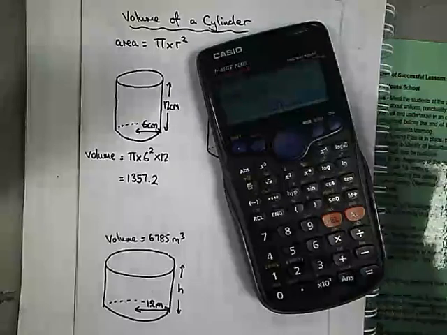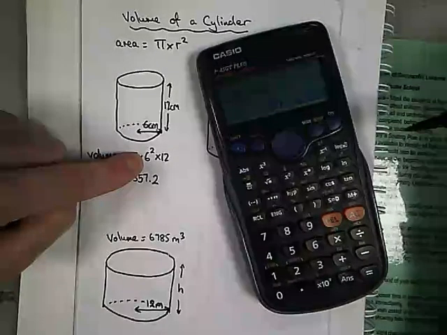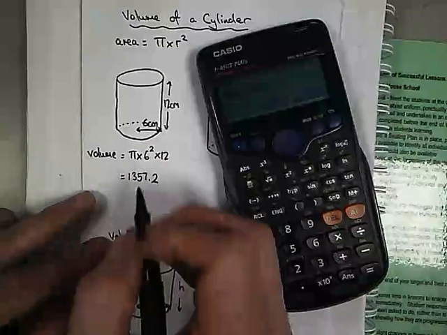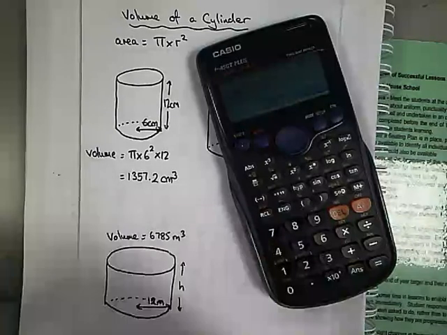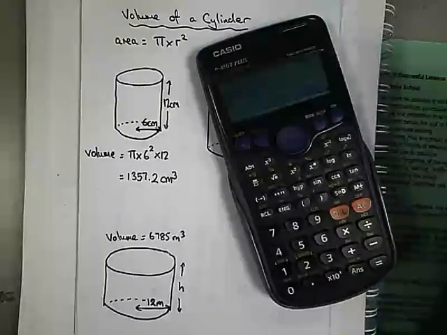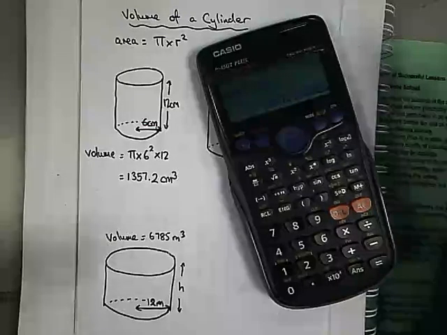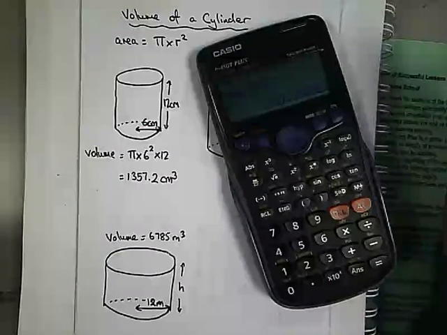If we've multiplied three lengths together, I've squared the radius and I've timesed it by the height, then volume is measured by cubed units, okay, not area, which is measured by squared units. It's a really simple thing to do if you can remember the area of a circle times by the height of the cylinder, and that's it.